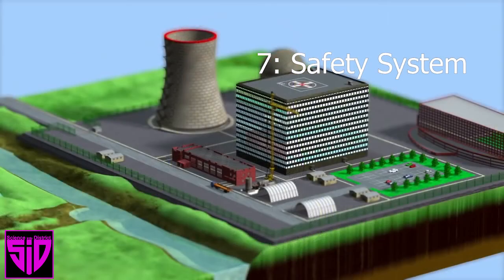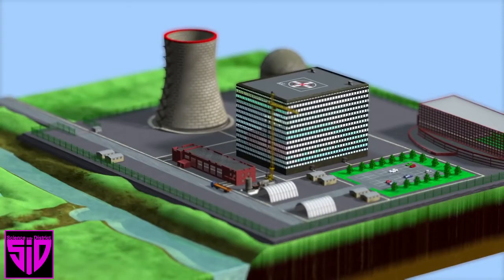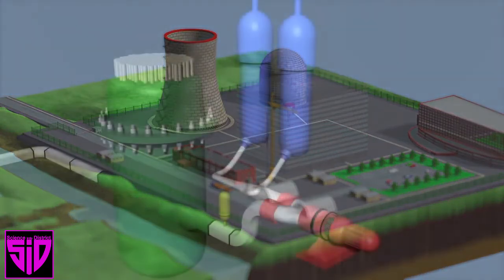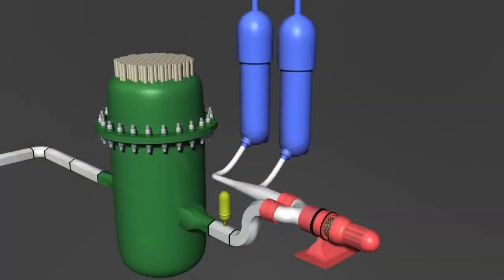In addition to the containment, there are also a number of safety systems in place to protect the public and the environment in the event of an accident. These include systems for controlling the pressure and temperature inside the reactor, as well as systems for containing any radioactive materials that might be released.